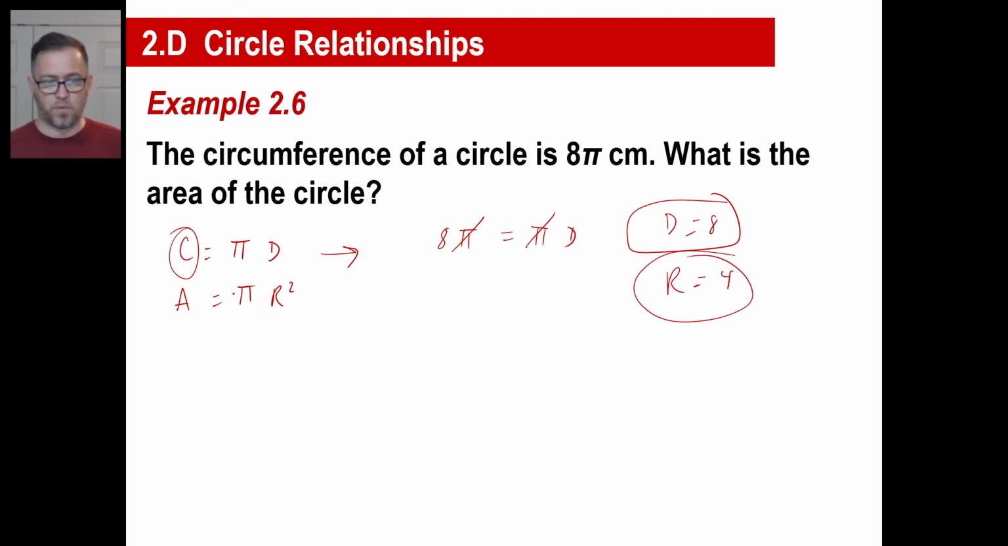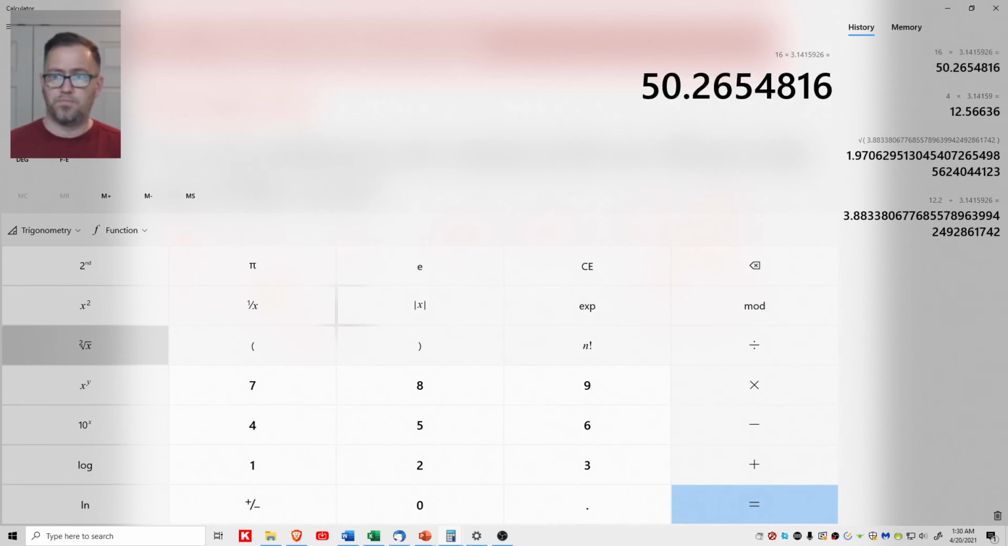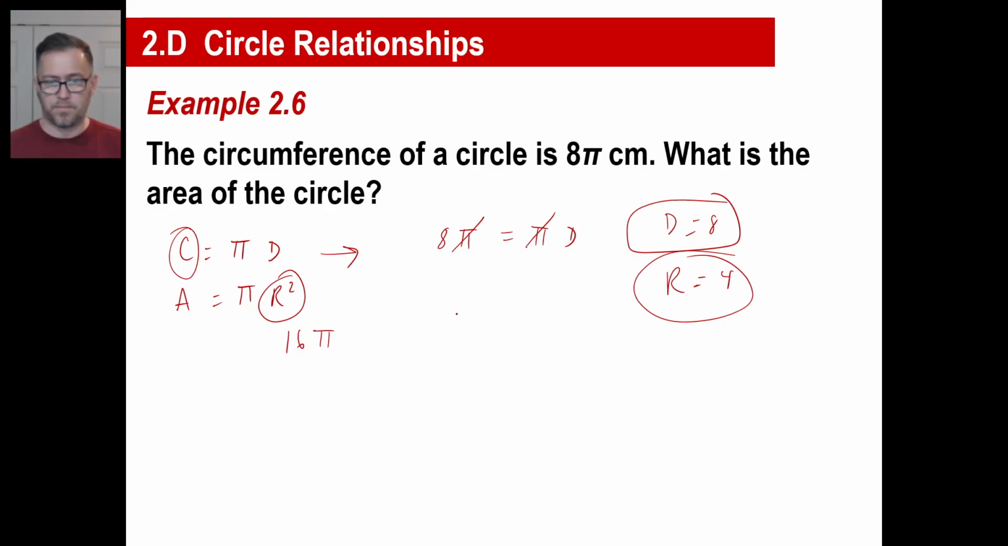If the radius is 4, the area is pi times the radius squared. Well, that'll be 4 squared. That's going to be 16 times pi. Well, we can just plop it in there if you want. 16 times 3.14, all that kind of jazz. Be about 50.27. And there you go.